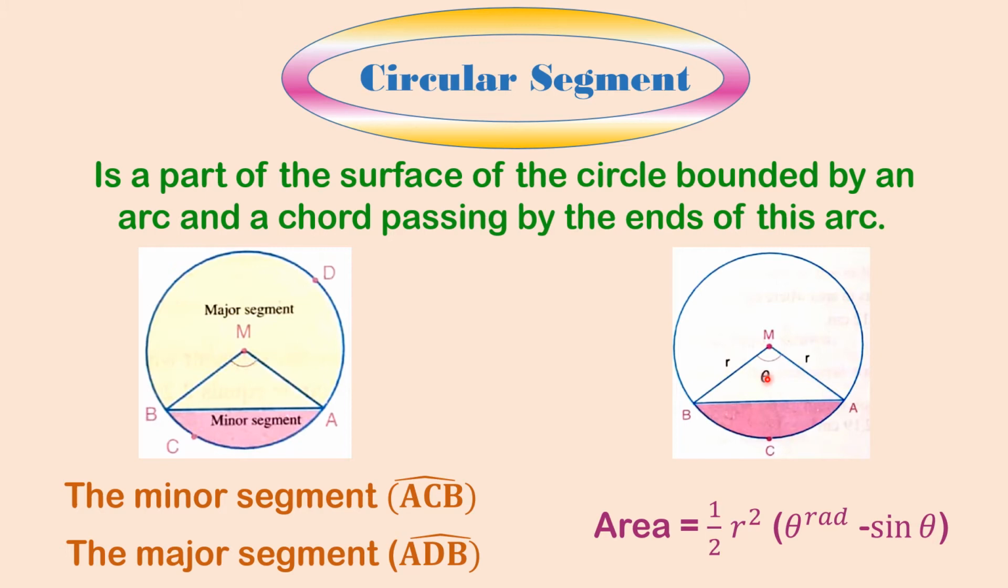So we will find theta in radian form and in degree form to be able to find the area of the circular segment. The area of the circular segment equals 1 over 2 r power 2 times theta rad minus sine theta. Example.